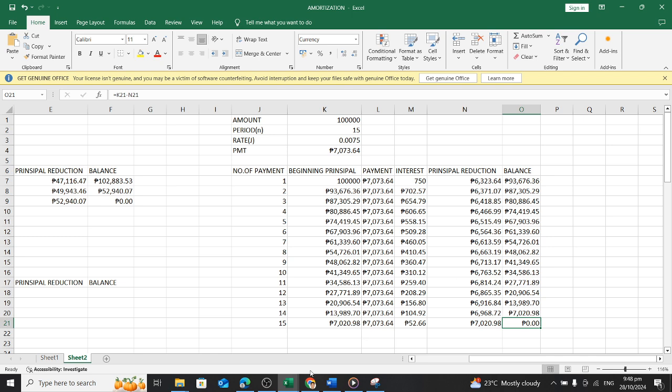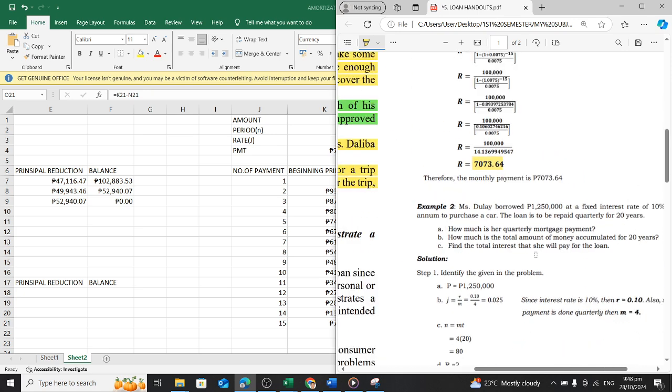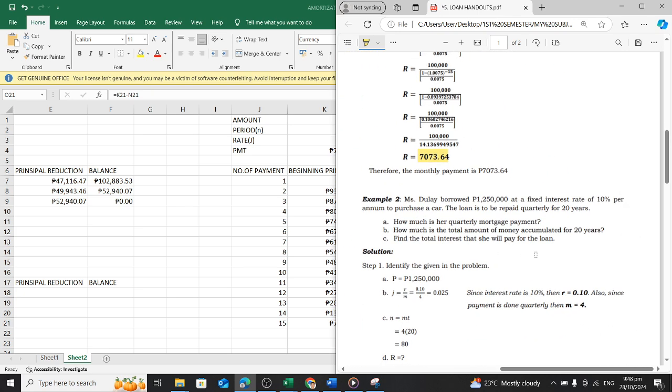All right, so let's have another example so that it will not be confusing. Let's have example number two. Mrs. or Miss Dulay borrowed 1,250,000 pesos at a fixed interest rate of 10% per annum to purchase a car. The loan is to be repaid quarterly for 20 years. I assume this is a simple annuity, class. So, to be repaid quarterly.